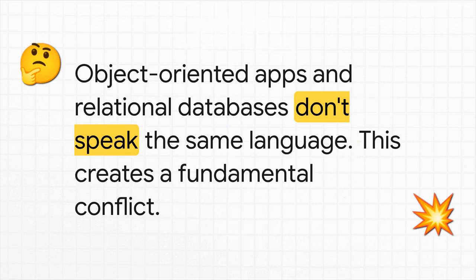Well, there's actually a name for this headache. It's called the object relational mismatch. And it's exactly what it sounds like. Your code and your database, they just don't speak the same language. Think about it. Your app is thinking in these flexible, connected objects, while your database is stuck thinking in rigid, flat tables. And that fundamental conflict, that's the root of everything.